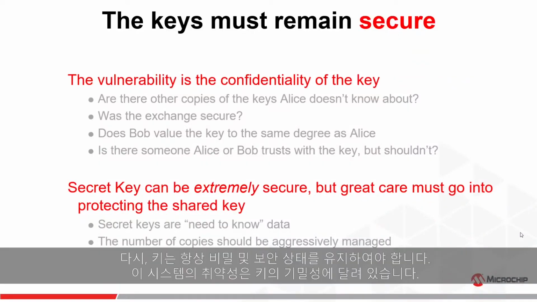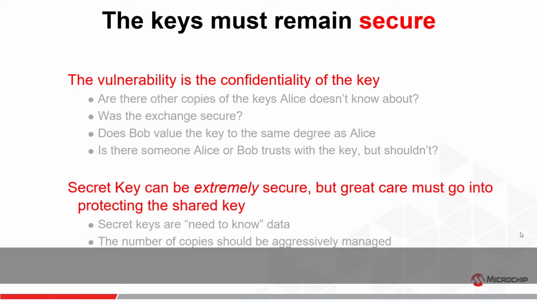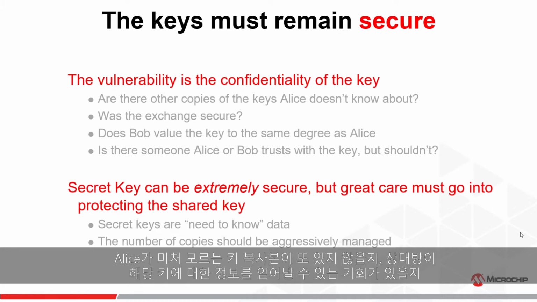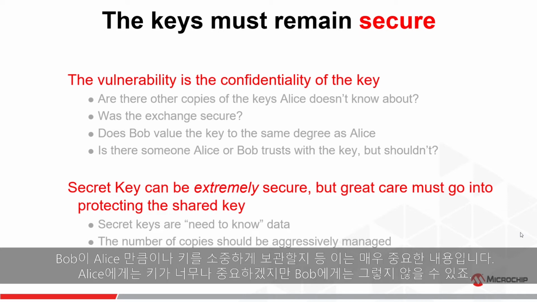Again, I can't stress this enough. The keys must remain secret and secure. The vulnerability of this system is in the confidentiality of the key. Are there other copies of the key that Alice didn't know about? Was the exchange secure? Was an adversary able to glean some sort of information about the key? Does Bob value the key the same as Alice?